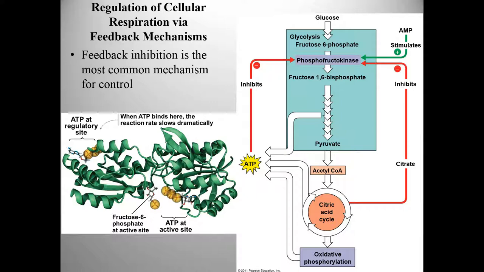So later on you'll read about this process of regulating cellular respiration in your textbook, but I'm going to go ahead and explain it now. This process of regulation involves negative feedback inhibition. Here, one of the regulatory molecules of this process is the overall end product of cellular respiration, which is ATP.